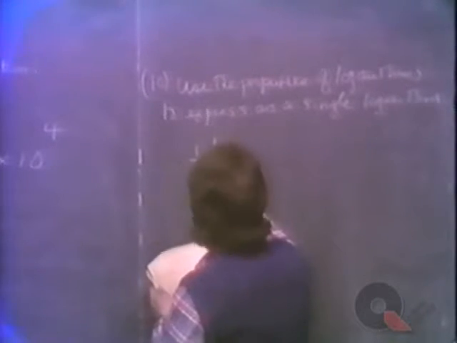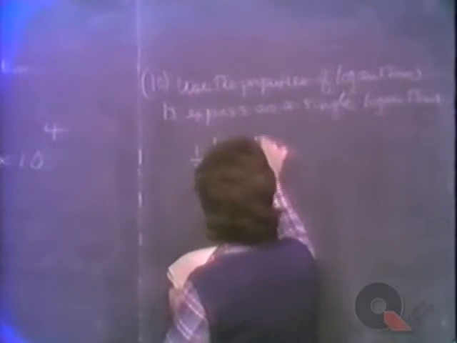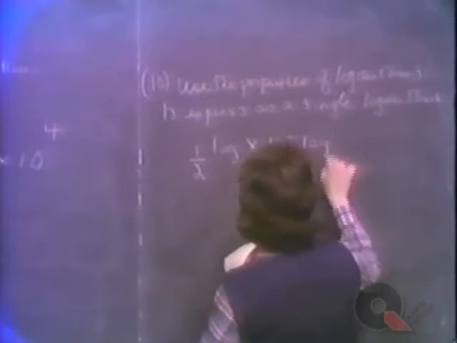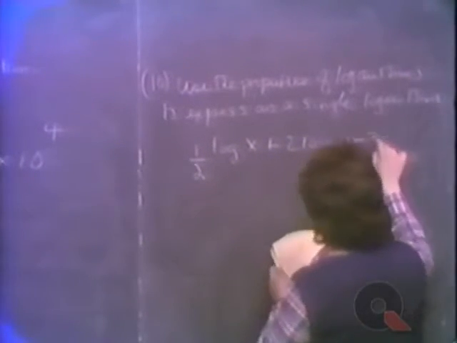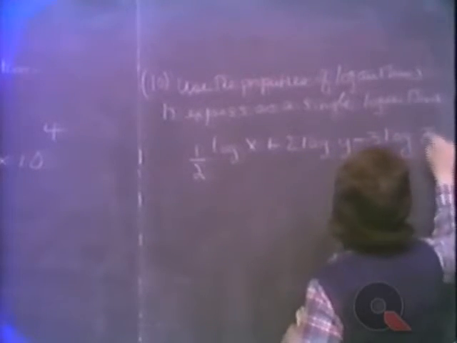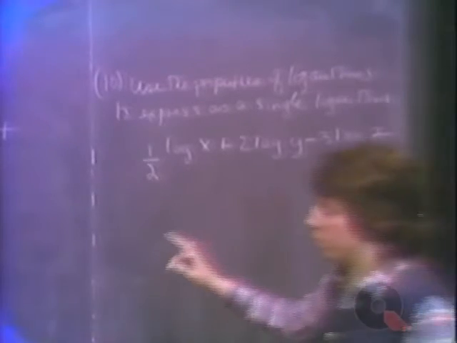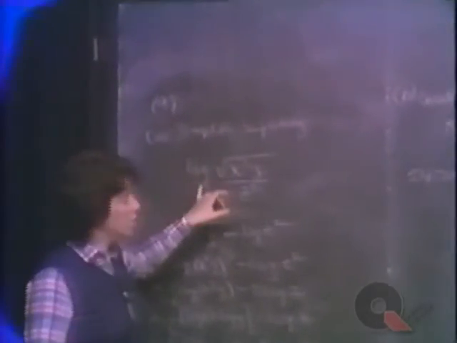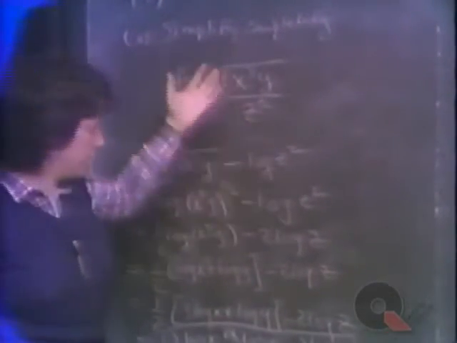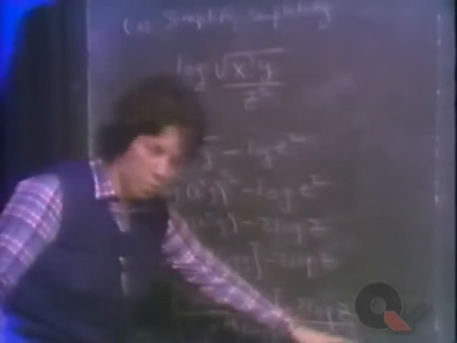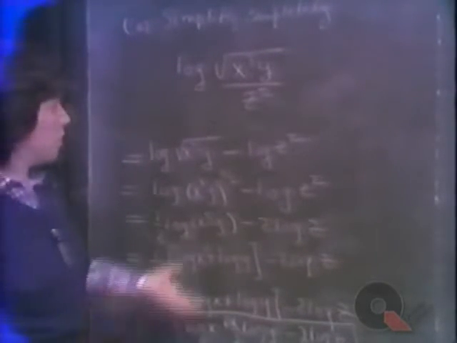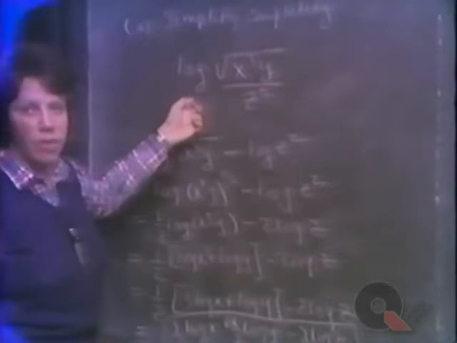1/2 log x plus 2 log y minus 3 log z. Okay, let's just go back a moment to problem 9a here. See, in 9a, we were given it as a single logarithm and used the properties of logarithms to expand it in this form. Okay, now we're given it in this form. We want to use the properties of logarithms in reverse to get it back to a single logarithm.